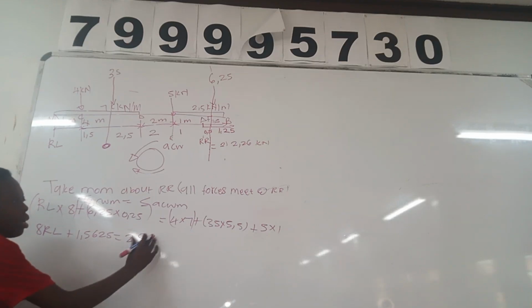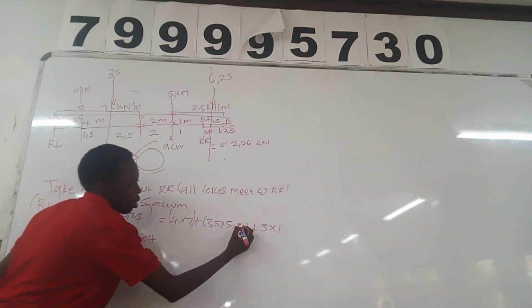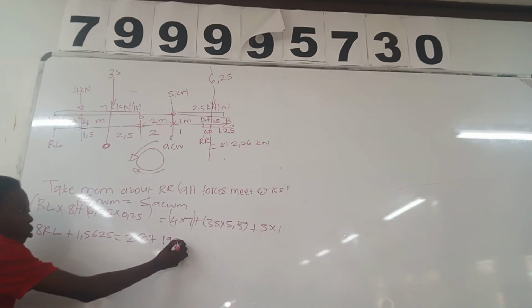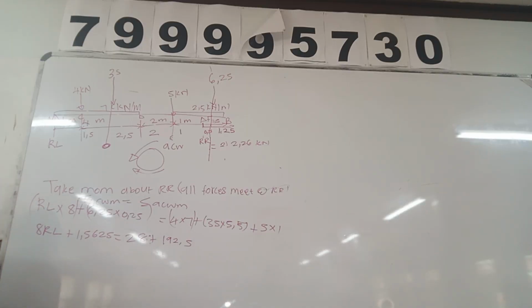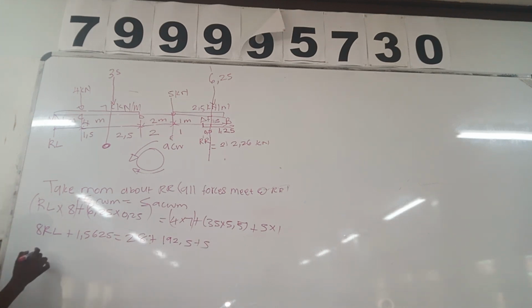4 times 7 is 28. 35 times 5.5 is 192.5, and 5 times 1. What is the total? 8 RL again, and then plus 1.5625.